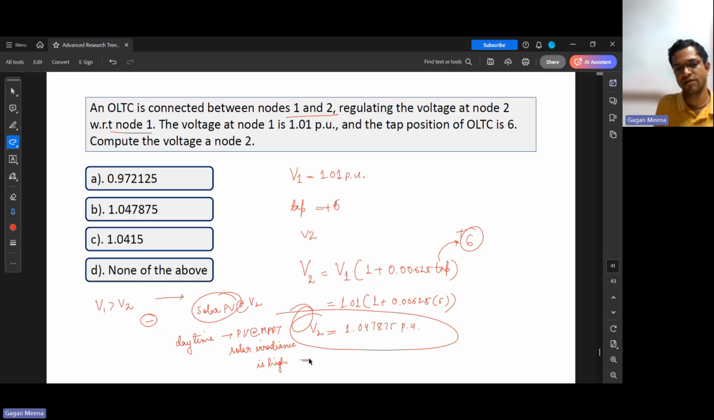In that case, what is happening? The voltage will increase. We have high voltages in that case. So we want to take care of all this.